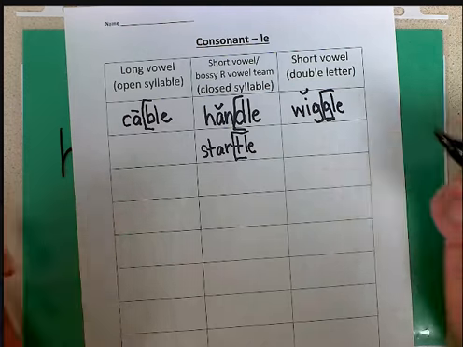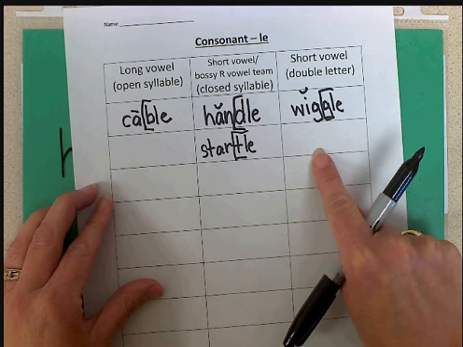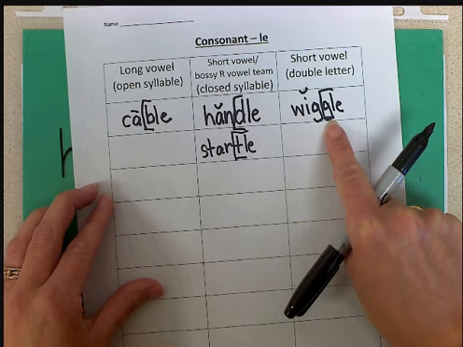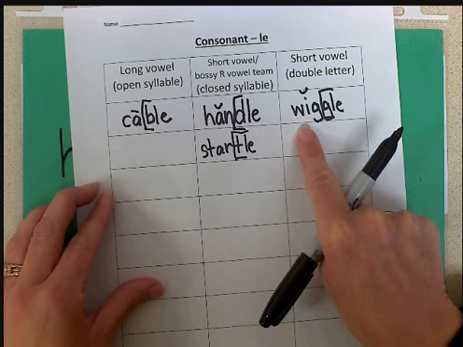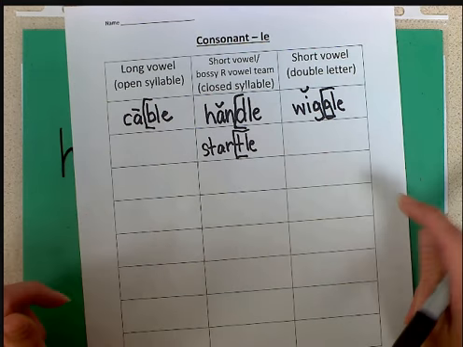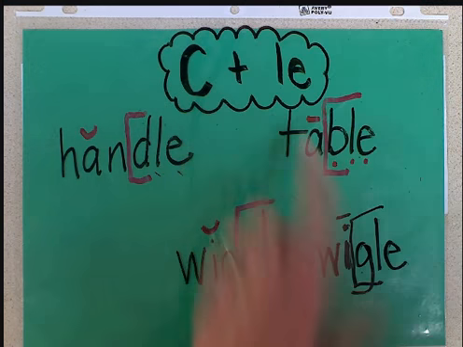So you continue to call out words and then students put them under the correct column and then they bracket the LE syllable and then code the vowel to prove to themselves that they've got it in the right spot. And this is how I teach students about the consonant-le syllable.